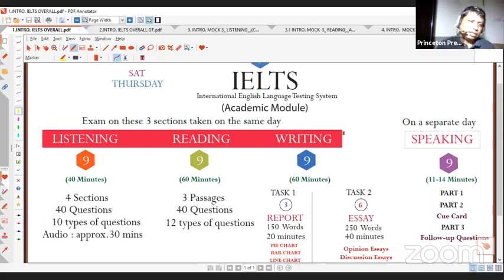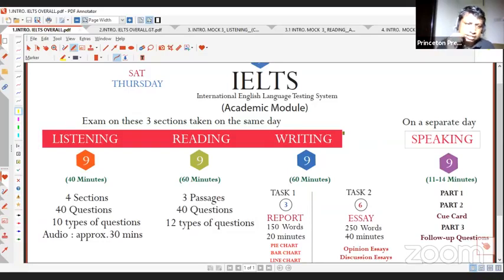It will start with the listening section, then we will move on to the reading section, then the writing section, and the speaking section. Each of the sections accounts for 9. The highest you can get is 9, and the lowest is 0. Depending on your performance, you will be calibrated between 1 to 9.